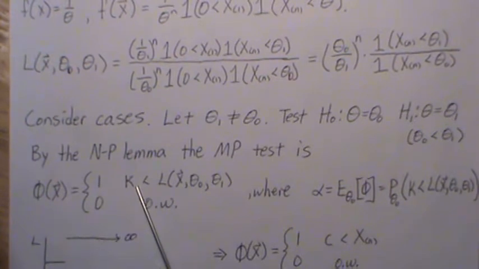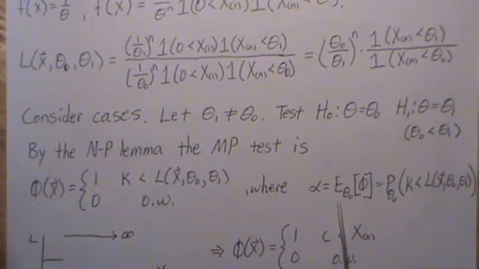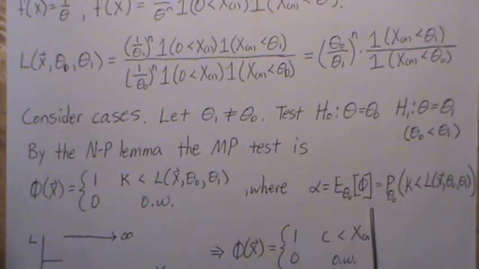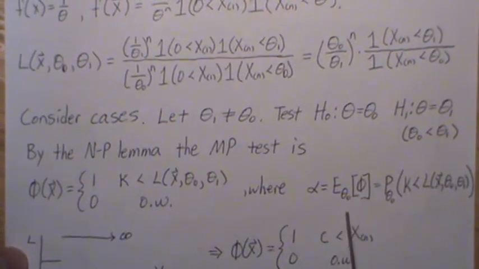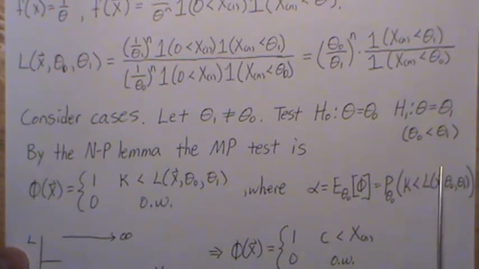Now, the value that we pick here is based upon what's called a side condition. So we set the expected value of our test function under the null hypothesis equal to alpha, which is this probability, and then we solve it for k.